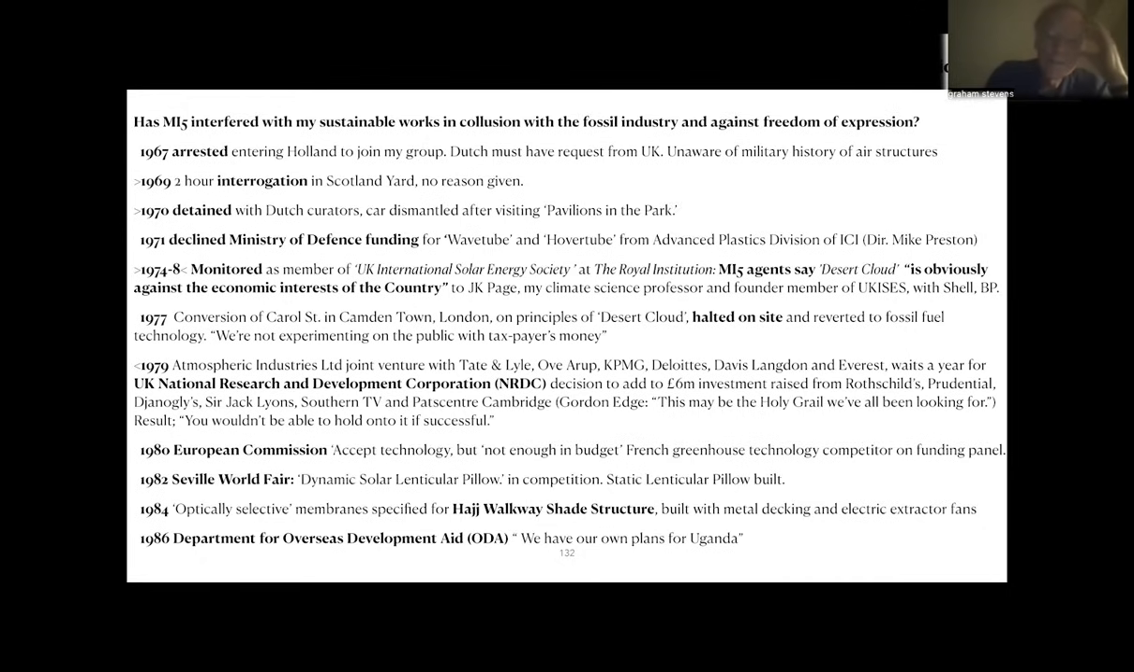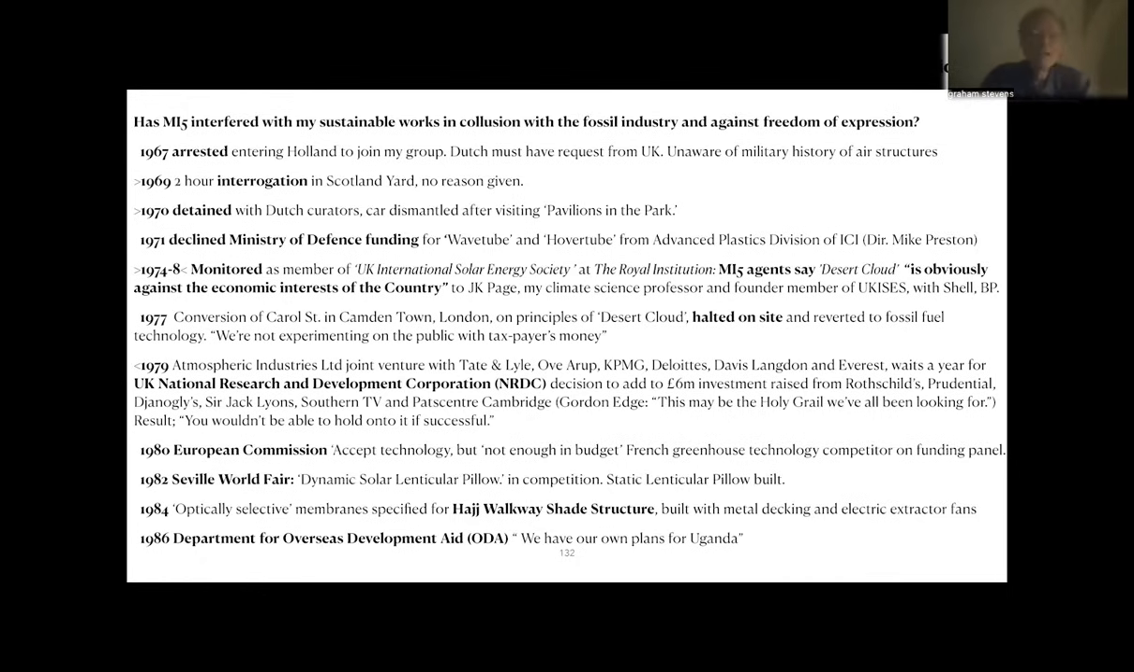After visiting pavilions in the park, we were stopped and taken to the car pound of the police station, and they dismantled my car, presumably looking for drugs. Yeah, so I was just going through reviewing my whole career, because I only found out that MI5 was monitoring me in about 2003. So it's a pretty big shock that your stuff has been monitored and actively worked against.